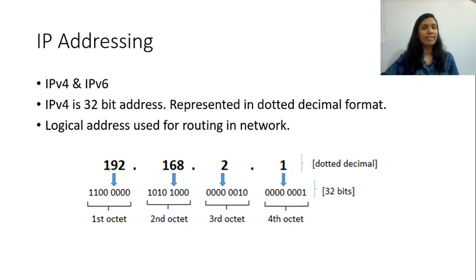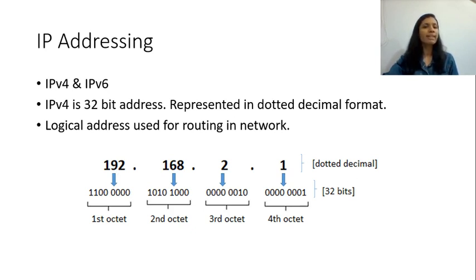The IPv4 address is represented in dotted decimal format. So this format that you can see here, this is the dotted decimal format, 192.168.2.1. Basically, the IPv4 address, which is 32-bit binary, is divided into 4 octets. Each octet is represented in decimal format separated by a dot. This is how you would get the dotted decimal representation.